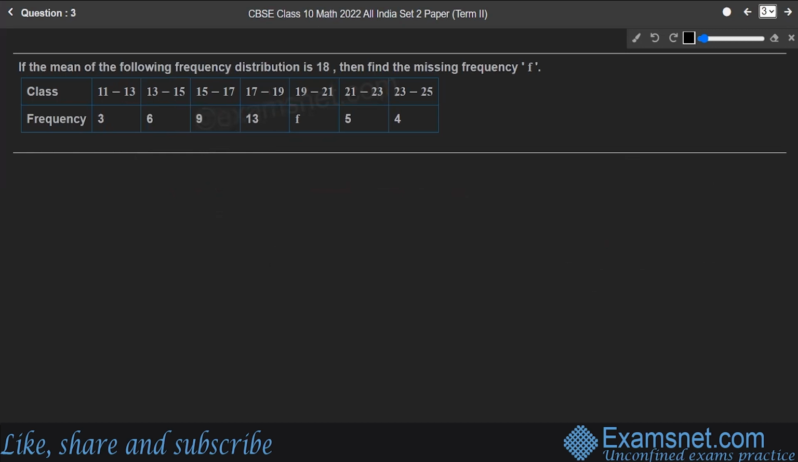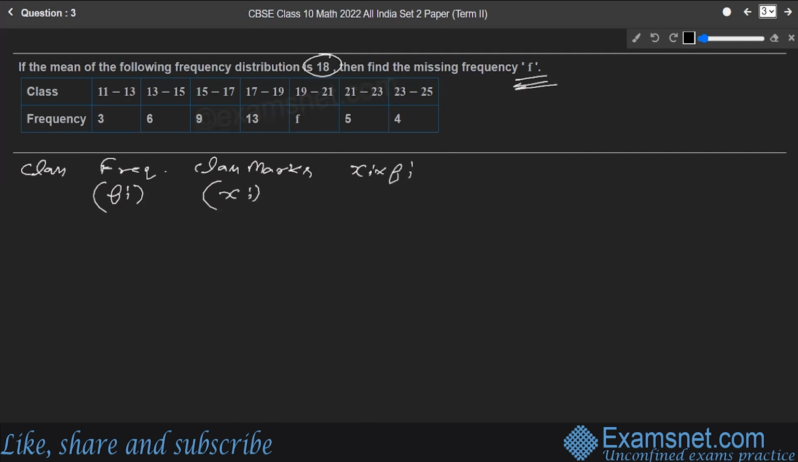Now, in the next question, we are asked to calculate what? If the mean of the following frequency distribution is 18, then find the missing frequency F. So we need to draw the table first, which will distinguish between the class, the frequency, the class marks and the product of that. The first column of the table will be class. Next column will be frequency, which we'll designate as Fi. Next will be the class marks, which we'll designate as Xi, and then we'll do the product of Xi into Fi. This is what we do for the calculation of mean.